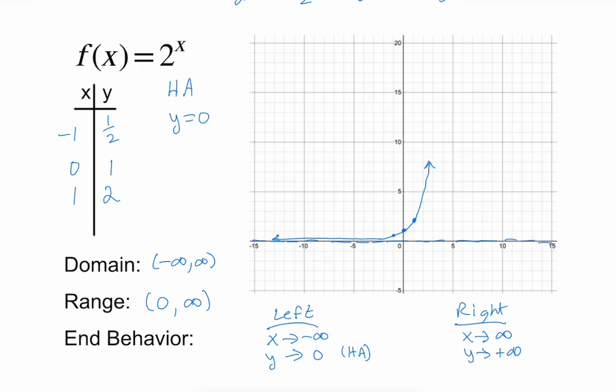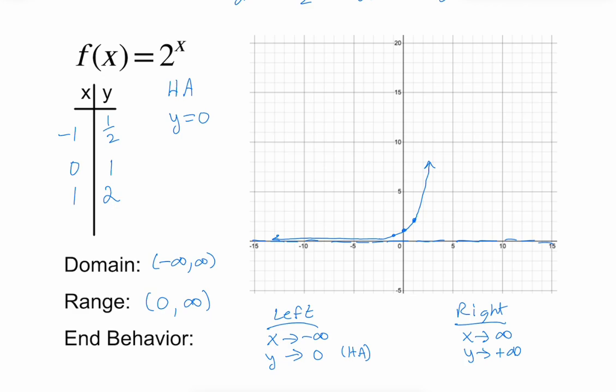Okay, so our end behavior for an exponential function, one end is always going to the asymptote, one end is going to either positive or negative infinity. It just depends upon the function. If you put a negative in front, that will flip it so it will look like that.